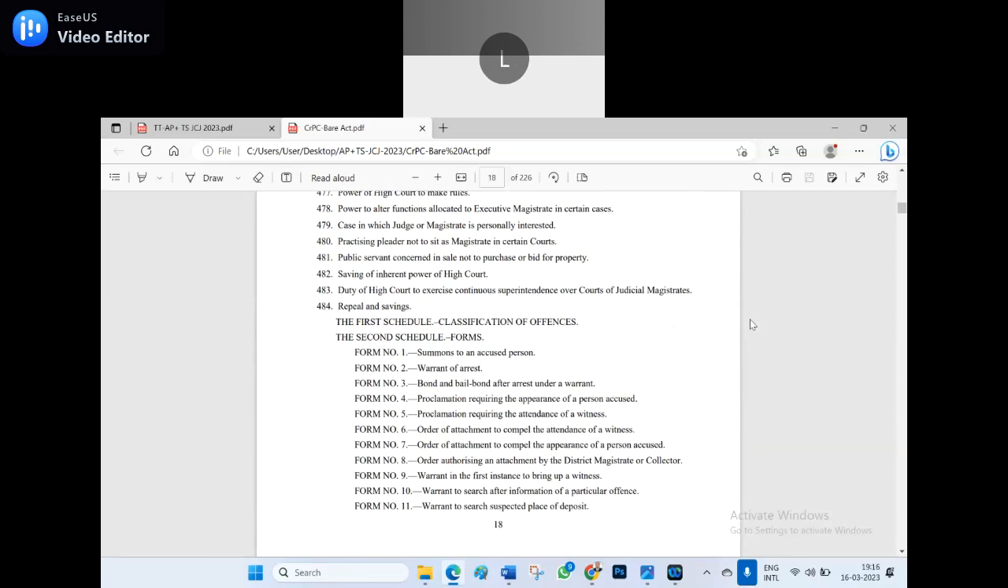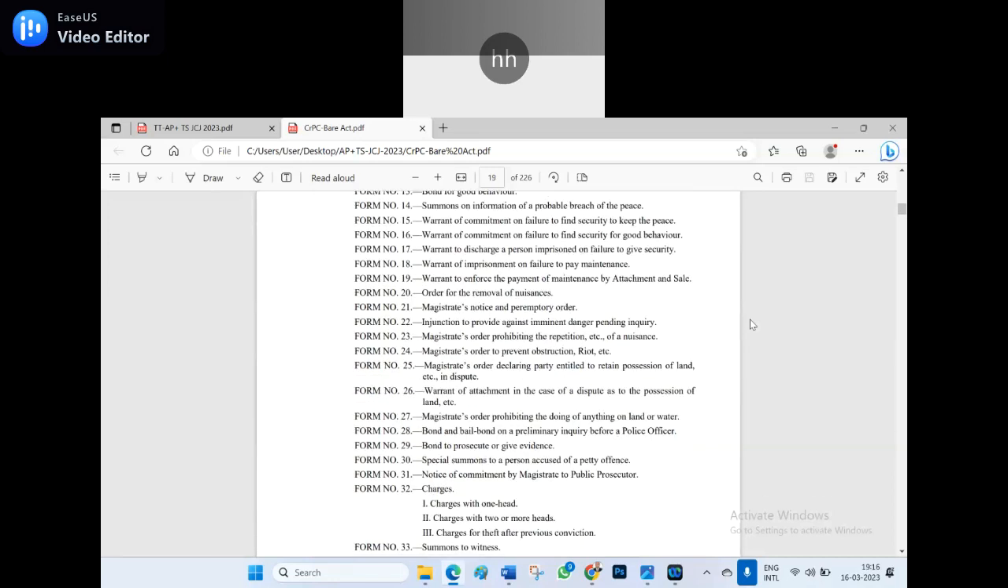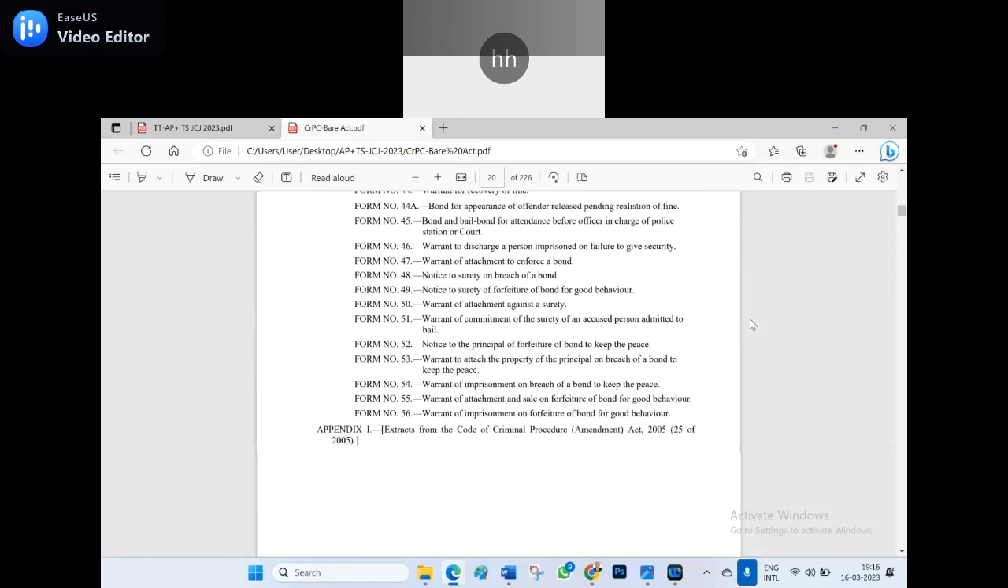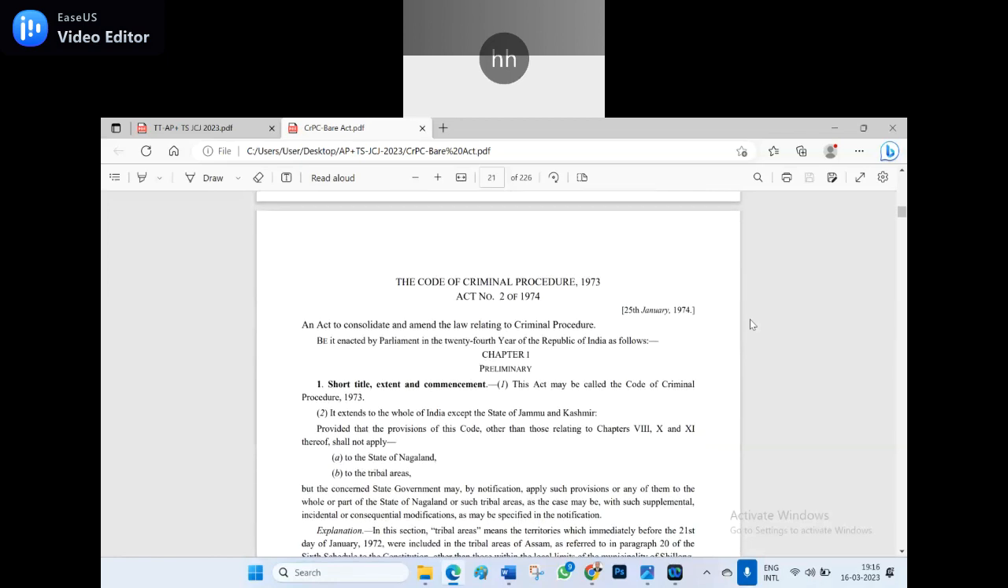First schedule, classification of the offences. Second schedule, forms. How many schedules are there? Two schedules. The first schedule deals with offences. And the second schedule deals with forms.